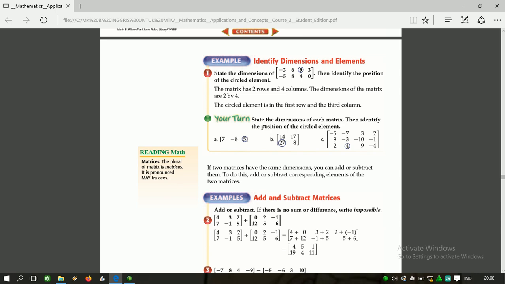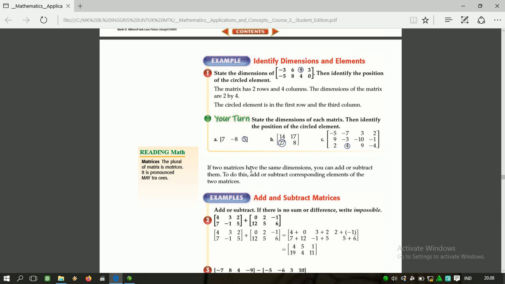Your turn. State the dimension of each matrix. Then, identify the position of the chosen element. Matrix A, B, and C.